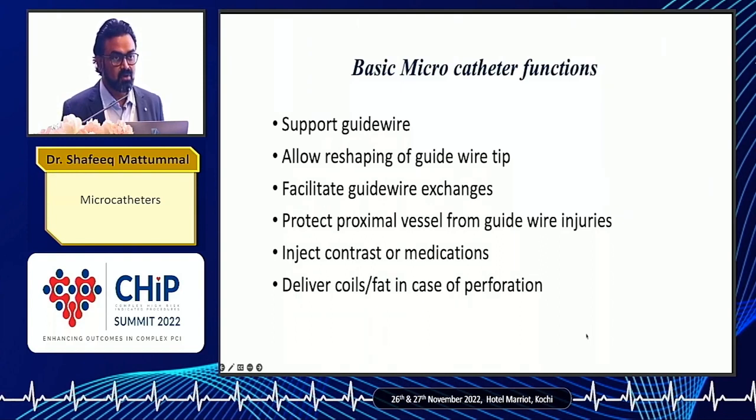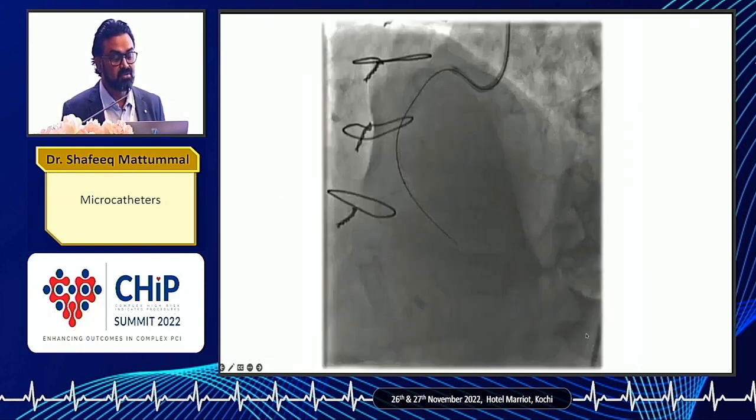We can upgrade a guide wire in cases with CTO, and protect the proximal vessel from wire injury. After crossing a difficult lesion, we can confirm by injecting through the microcatheter, and in rare cases of catheter or wire-induced perforation, we can use these as a delivery for coils or fat.